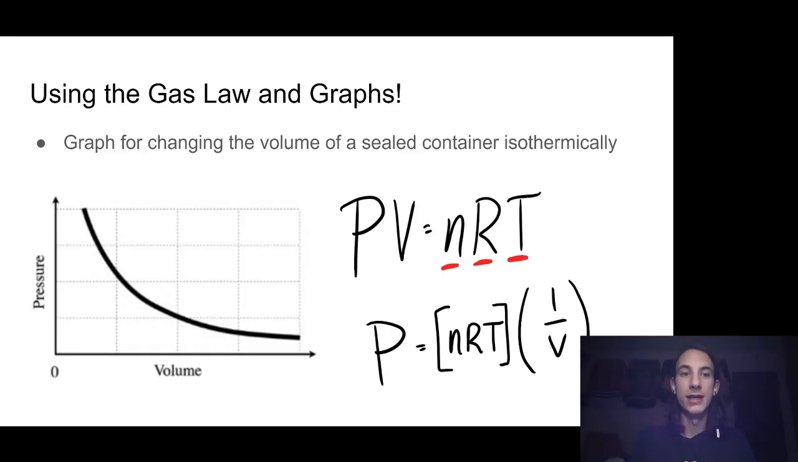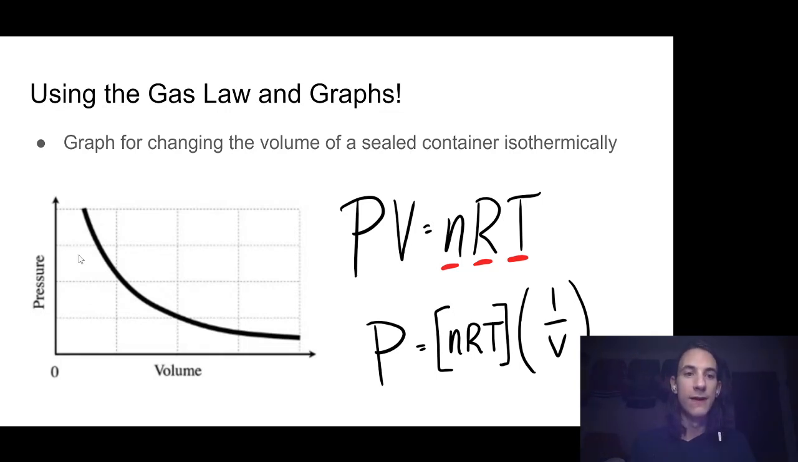The next one we can look at is a situation where the volume of a sealed container is changing, and it's happening isothermally. We said that's a situation where temperature is constant. So we can look at PV equals nRT and identify that n, R, and T are going to be constant, because we're sealed, R is constant, and it's isothermal. Then I can relate P to 1 over the volume, a direct relationship between P and 1 over V. Or I can say I have an inverse relationship between pressure and volume.